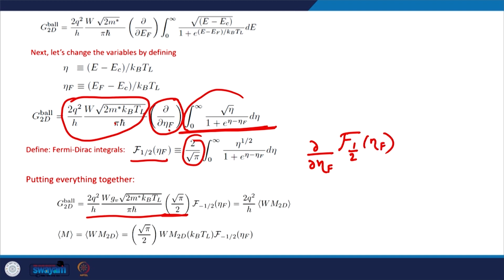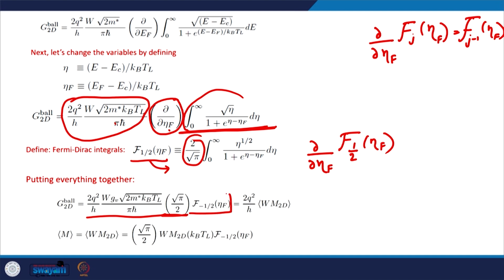And as we saw, if we take a derivative of the Fermi-Dirac integral of order j with respect to eta_F, then it becomes the Fermi-Dirac integral of order j minus 1. So the order is reduced by 1. So ultimately this becomes the Fermi-Dirac integral of order minus half.